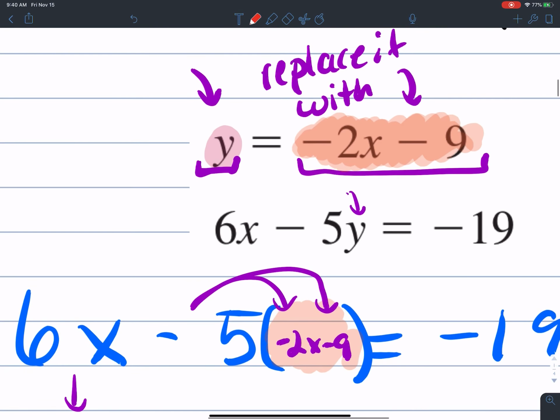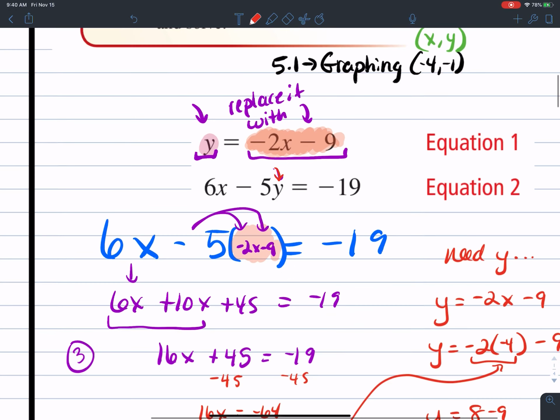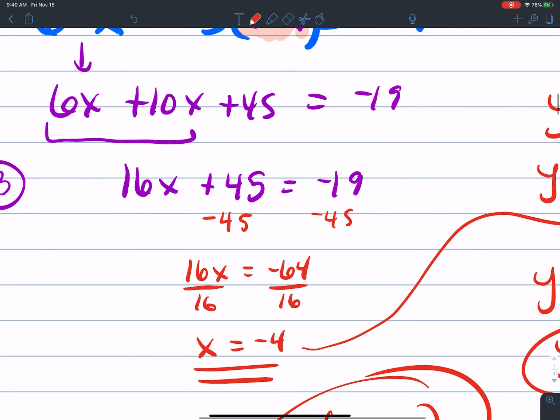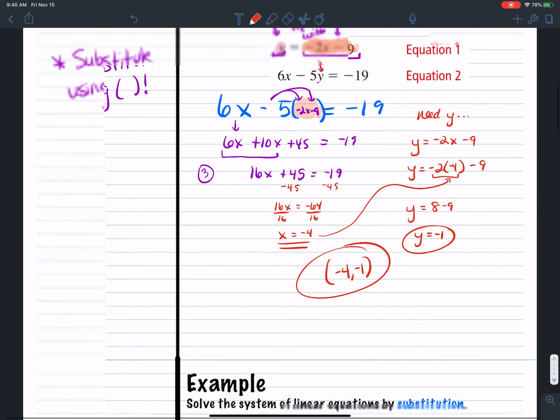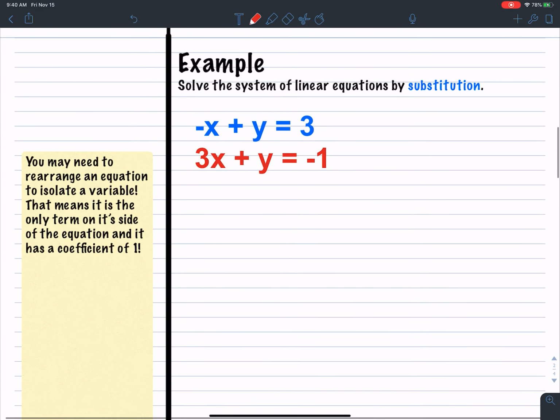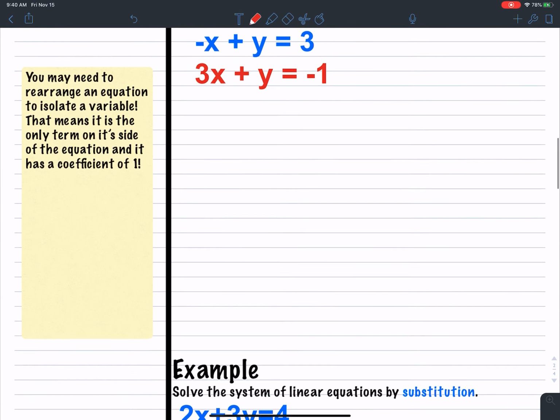We had an equation where a variable was alone. We took that variable and replaced it in the other equation, and then we were able to solve for one of the variables by itself. Once we got that value, we plugged it into an original to find the missing number. So the last examples that we have today, let's take a look at both of them.